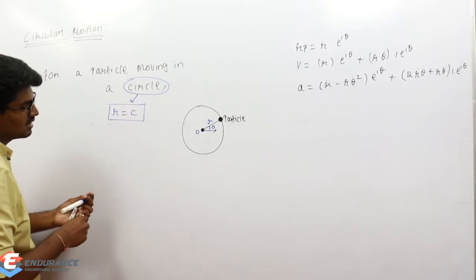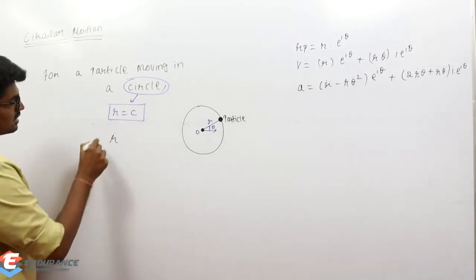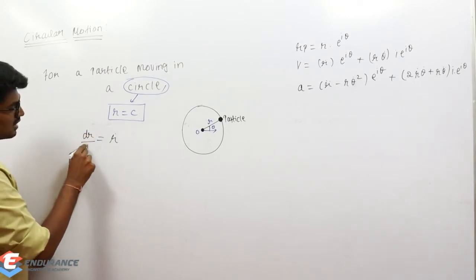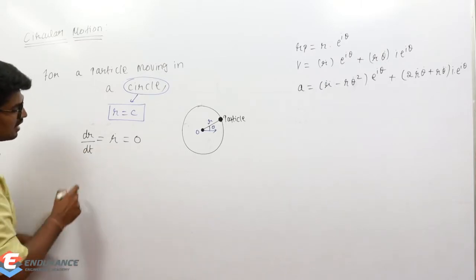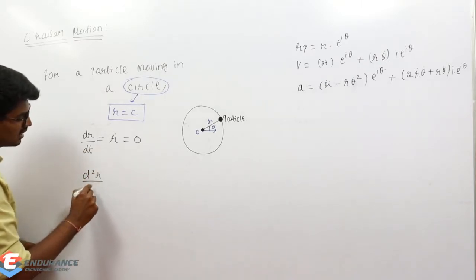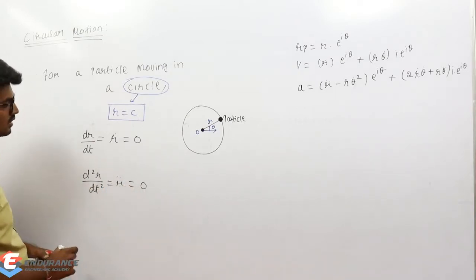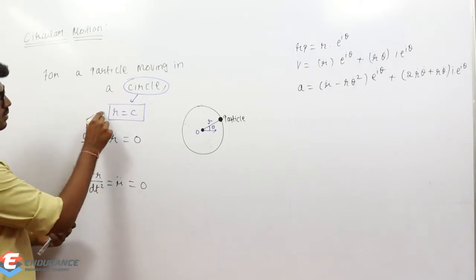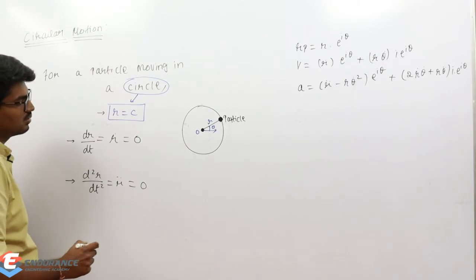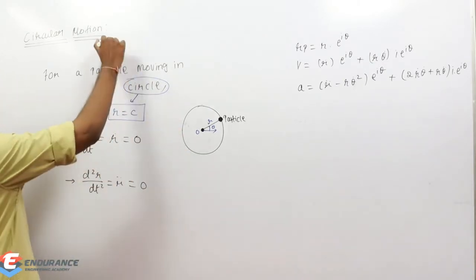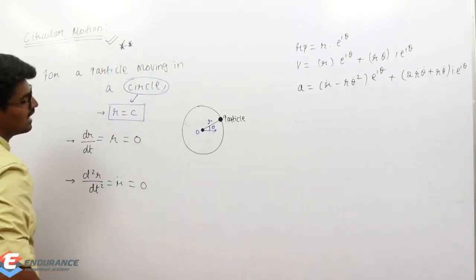Since the radius is constant, if I differentiate it, what happens? r dot, which is dr by dt, is 0, since the differentiation of a constant is 0. Differentiating further, d square r by dt square, that is r double dot, is also 0. So these are the 3 points: the radius will be constant, the first derivative of the radius will be 0, and the second derivative of the radius will be 0 for all circular motion. Very important point. Note it down properly, highlight it properly.